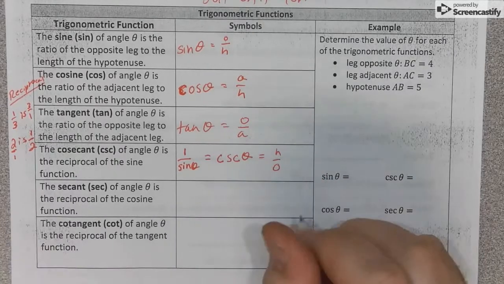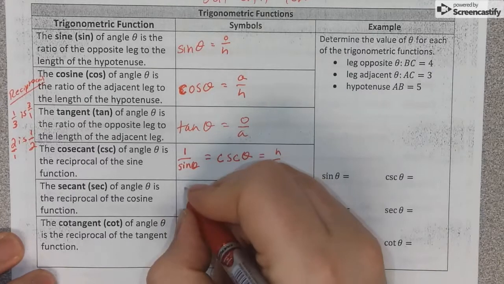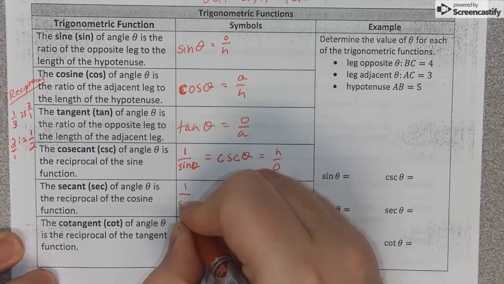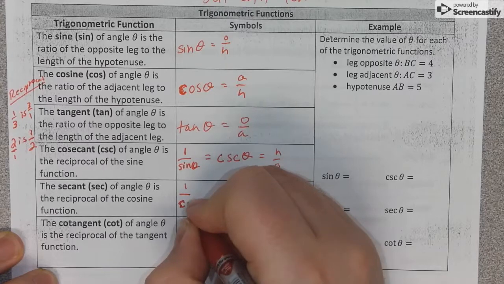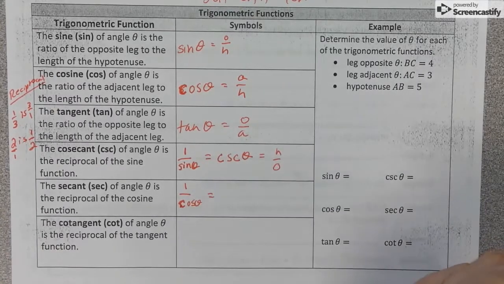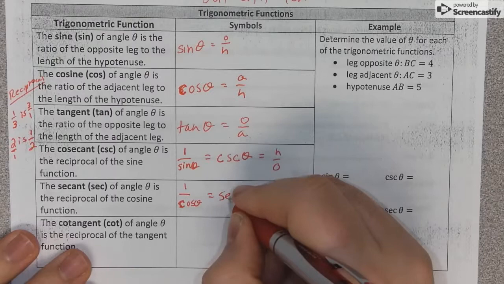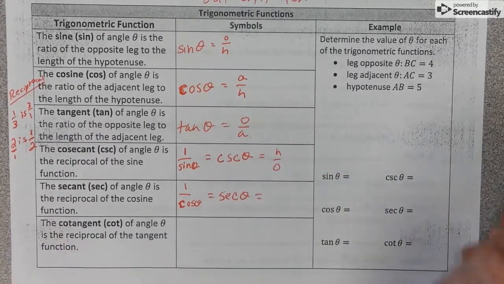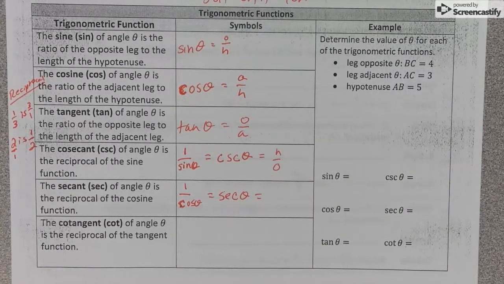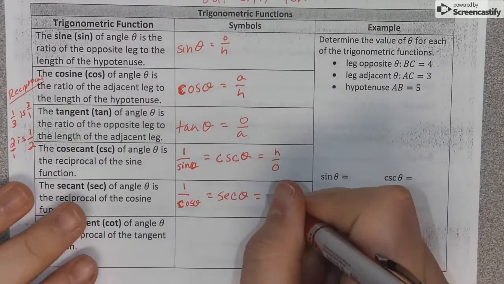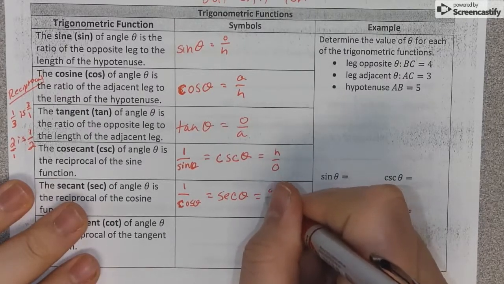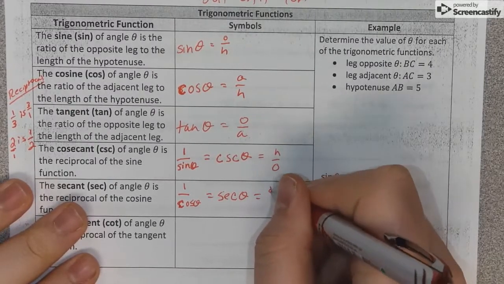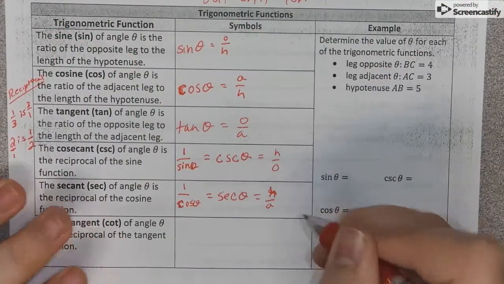Secant is the reciprocal of the cosine function. So we write 1 over cosine theta, or we write this as secant theta. And it's just a reciprocal. So instead of having A over H, we're going to have H over A. So hypotenuse over adjacent.